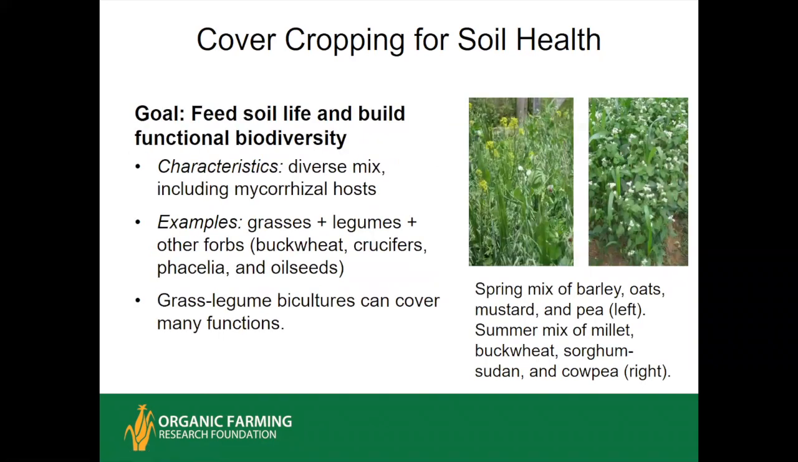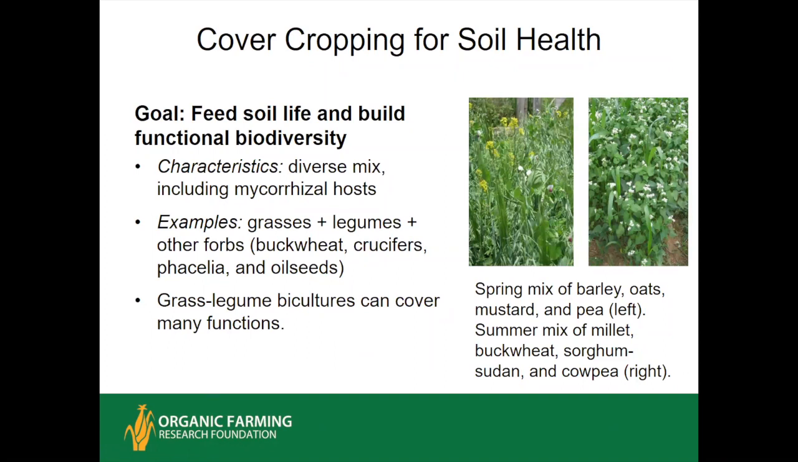Feeding soil life and building up that functional diversity, nothing like a good mix. A grass legume biculture is relatively not too challenging to manage. When you're getting up to these 6, 8, 10 species mixes, it can be challenging in practice to plant them, because you'll need different seed sizes, require different hoppers. You might have to do a couple of passes, etc.